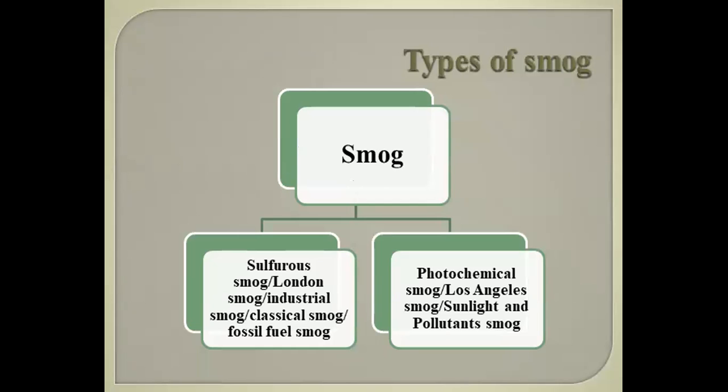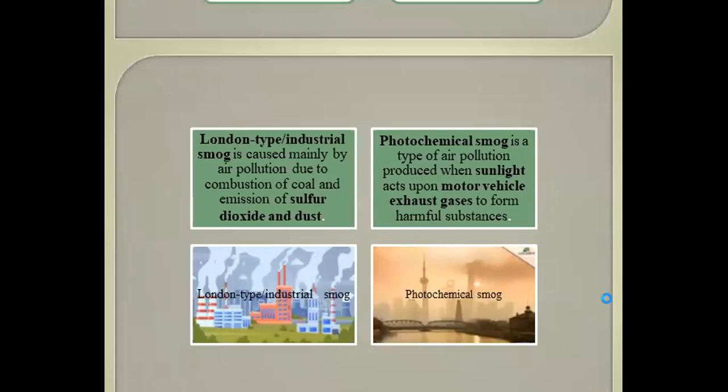Smog is basically divided into two main types. Sulfurous smog, which is also known as London smog, industrial smog, classical smog, or fossil fuel smog. And another type is photochemical smog, which is also known as Los Angeles smog, sunlight smog, and pollutant smog.